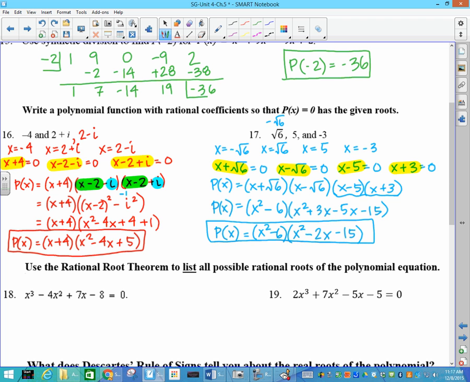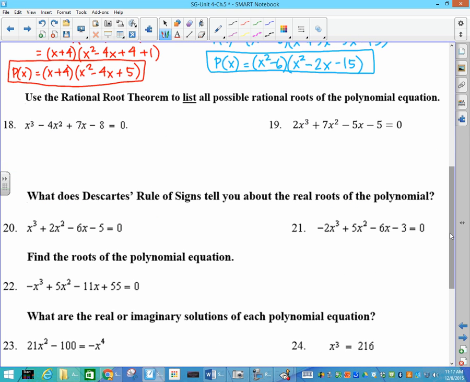Okay, use the rational root theorem to list all possible rational roots. All you do is list them, y'all. So this is where we take the factors of 8 and put it over the factors of that coefficient, which is 1. So really it's just the factors of 8: plus or minus 1, 2, 4, and 8. That's all it is.